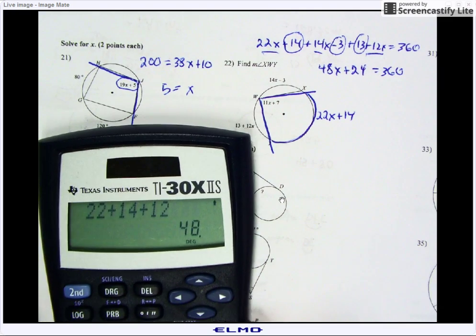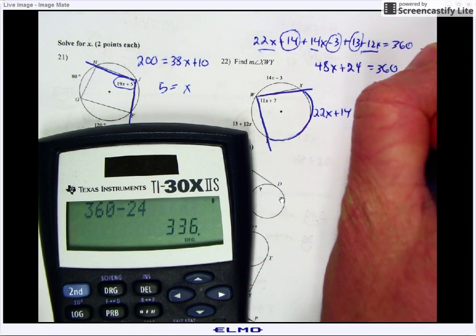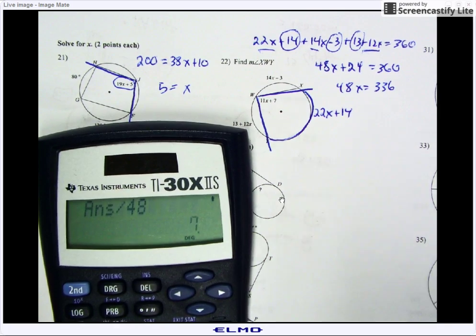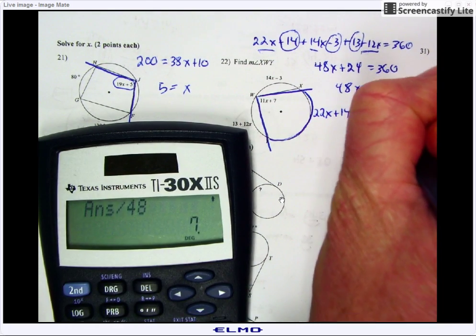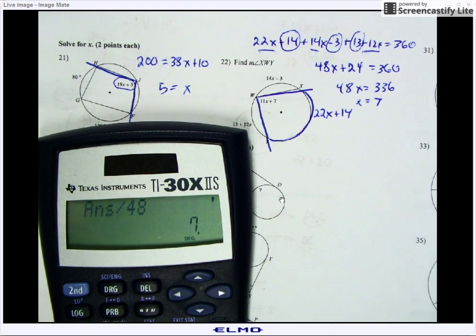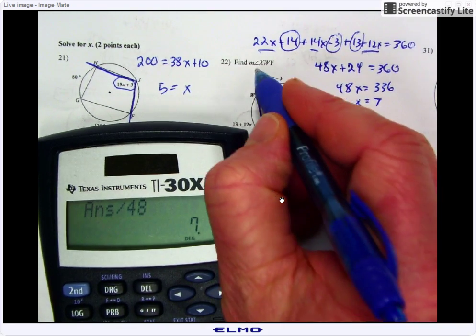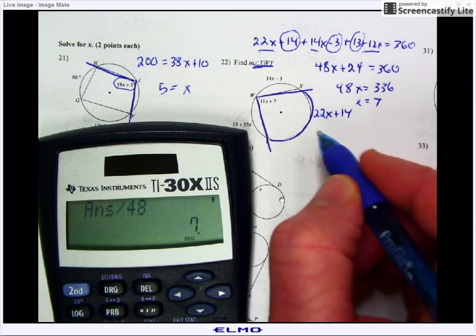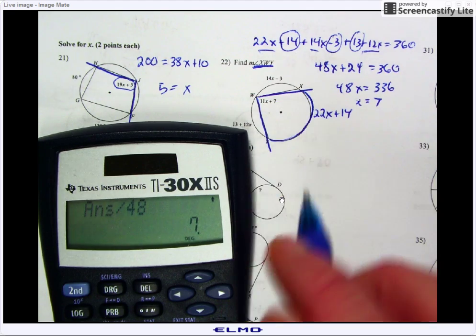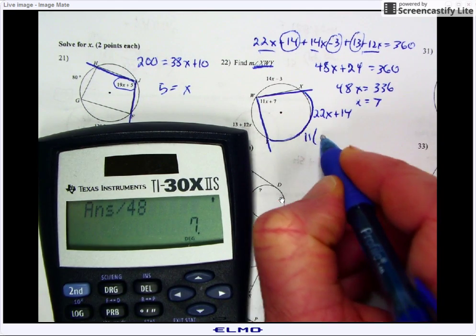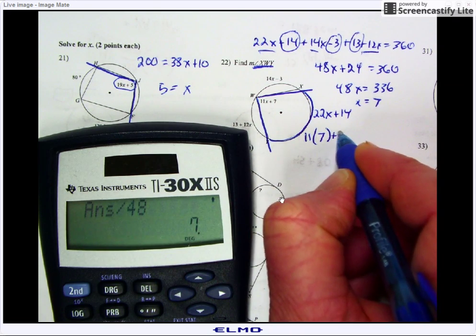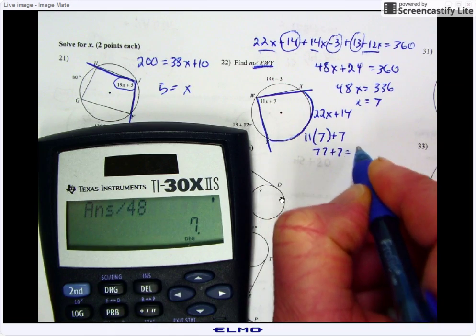Now we got it to a place we can use our calculator. 360 minus 24 equals 336. 48x equals 336. So divide by 48. X equals 7. And on this question, it asks you to find the angle. So we're going to go ahead and plug 7 back in. That's not a bad practice just to plug it back in anyway, to see if your angles all add up to 360. So 77 plus 7 is 84.